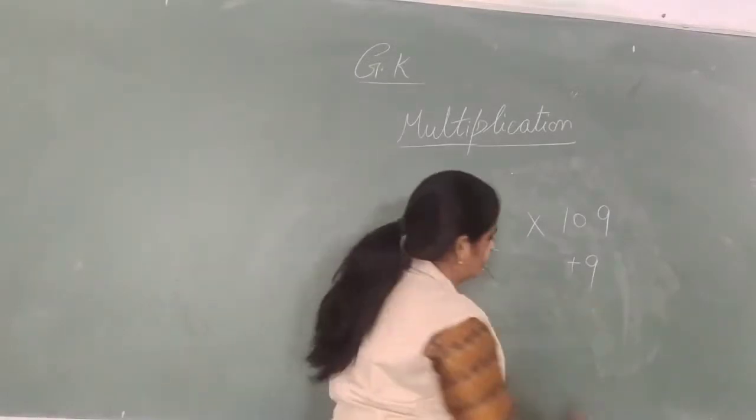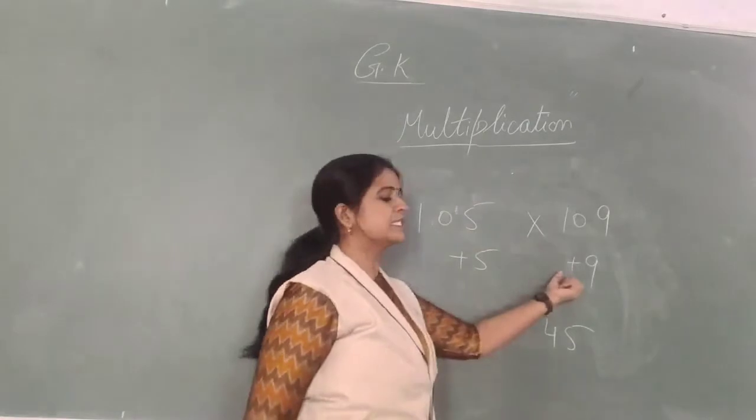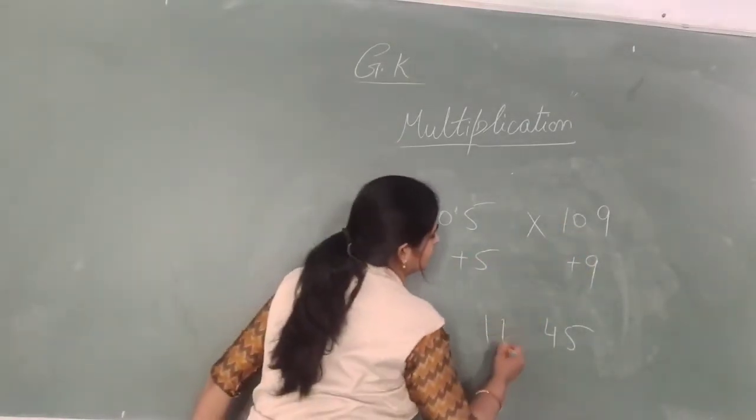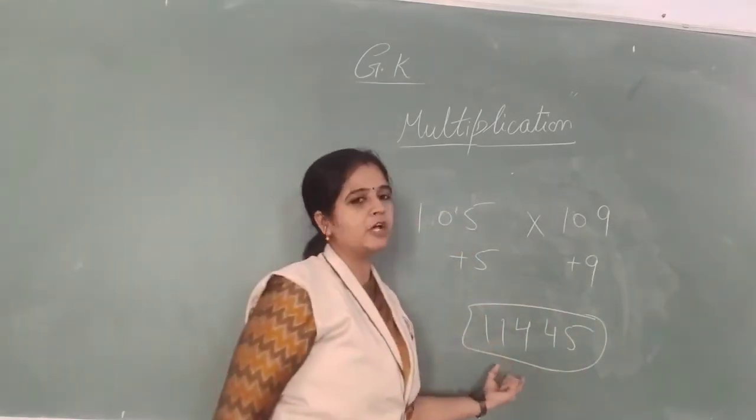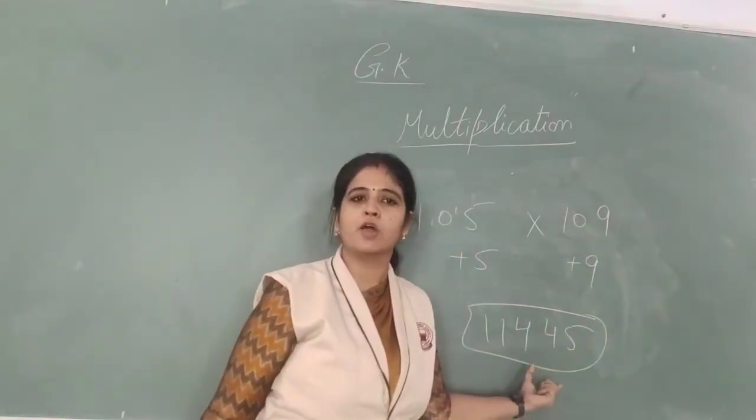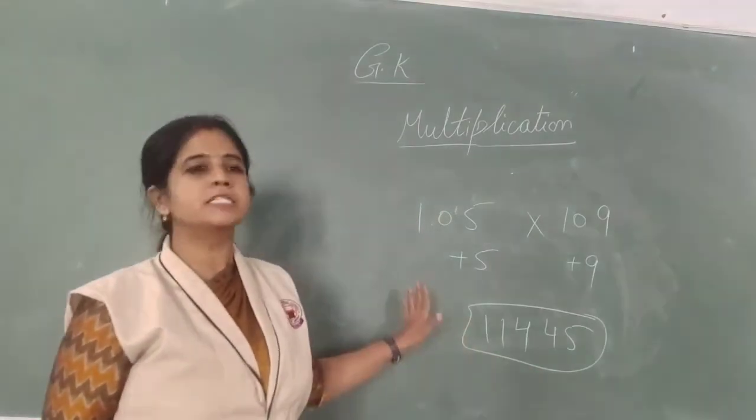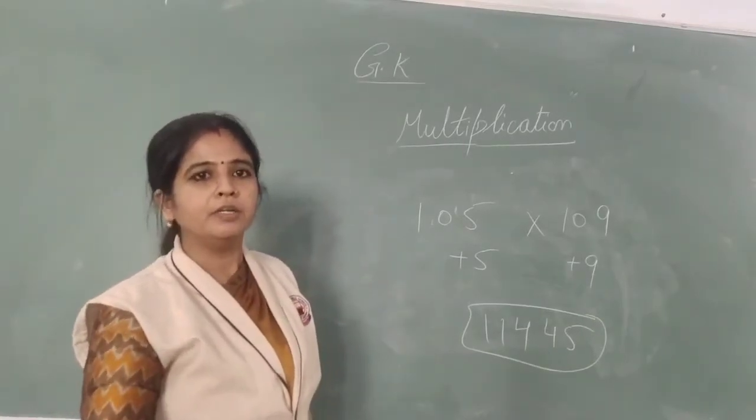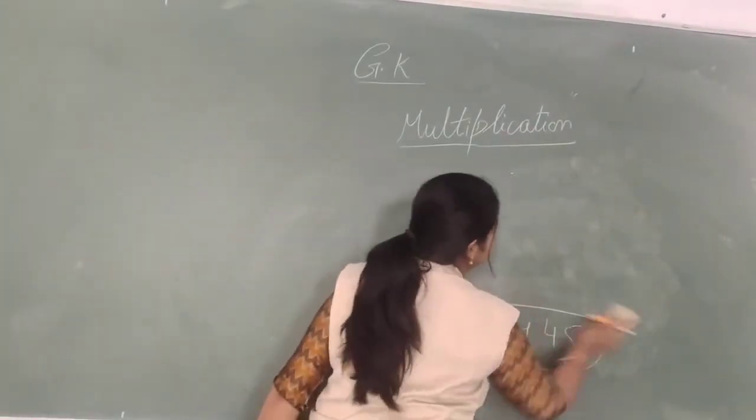9 multiplied by 5, 45. And 105 plus 9, 114. 109 plus 5, 114. So answer is 11445. That means 11,445 is your answer. I think it's clear to you. It was your first short trick to solve multiplication and you have to practice it. And now come to the other trick.